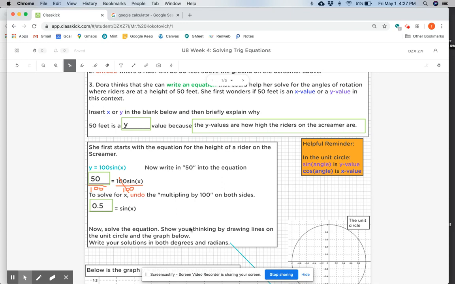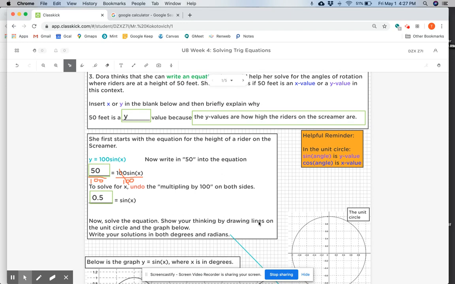Now solve the equation. Show your thinking by drawing lines on the unit circle and the graph below.